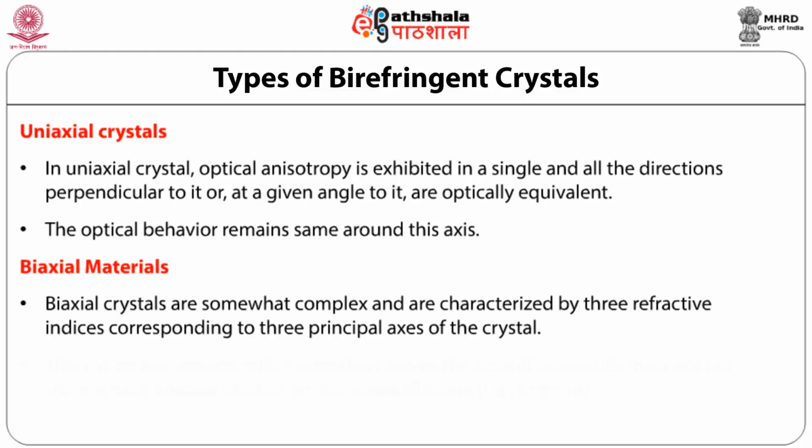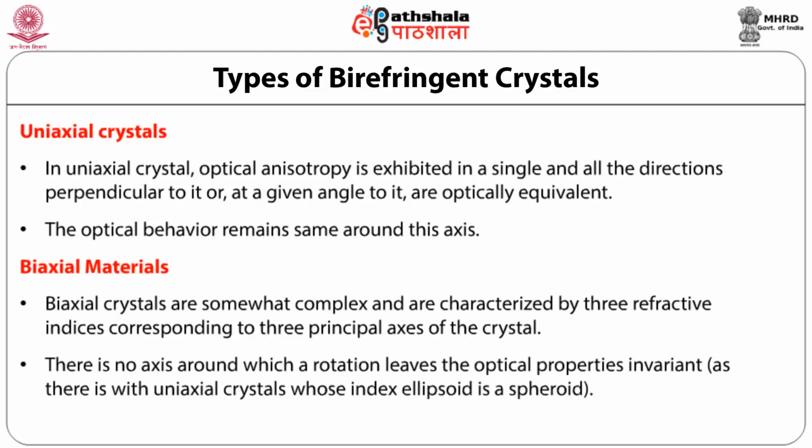For biaxial crystals, the index ellipsoid will not be an ellipsoid of revolution, but is described by three unequal principal refractive indices with values n alpha, n beta, and n gamma. Thus, there is no axis around which a rotation leaves the optical properties invariant, as observed in uniaxial crystals whose index ellipsoid is a spheroid.